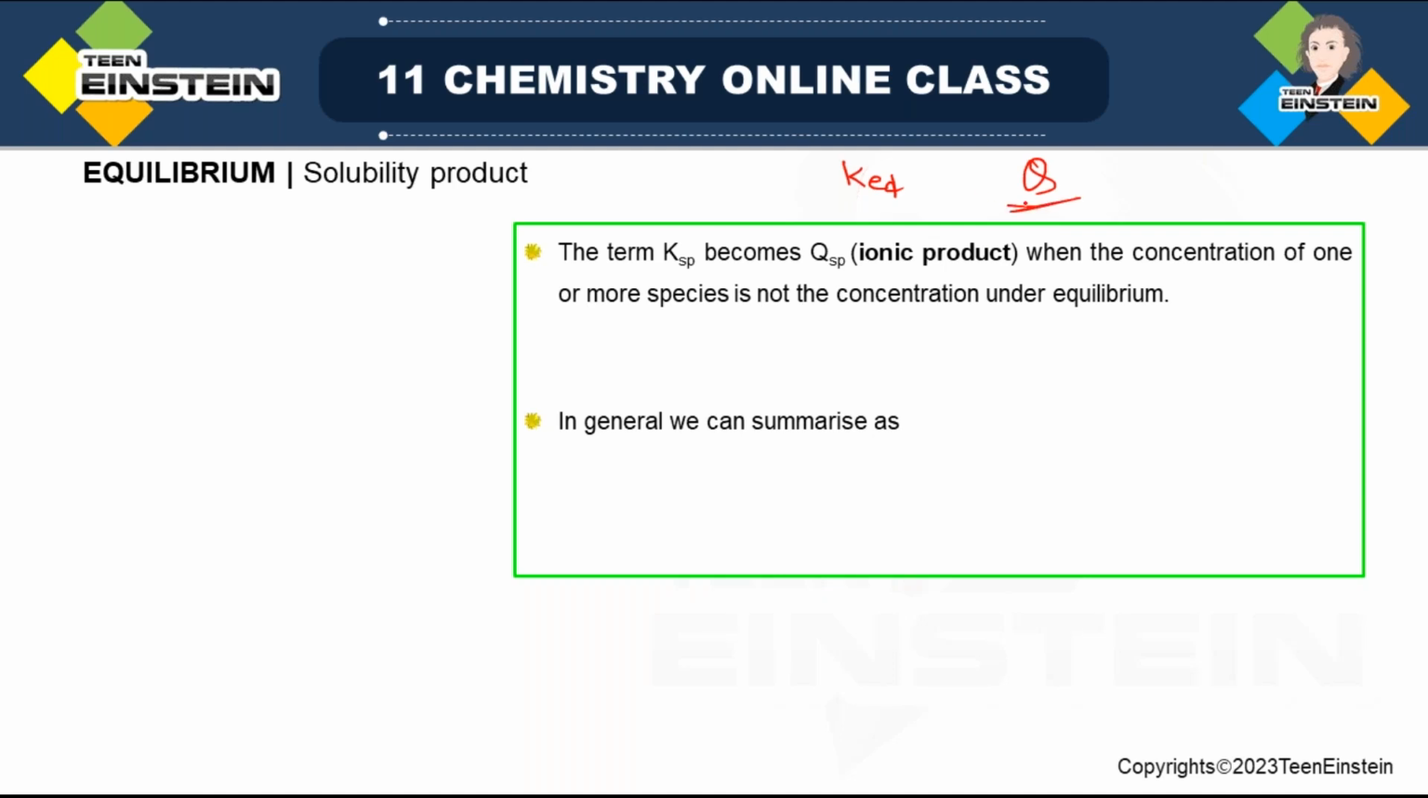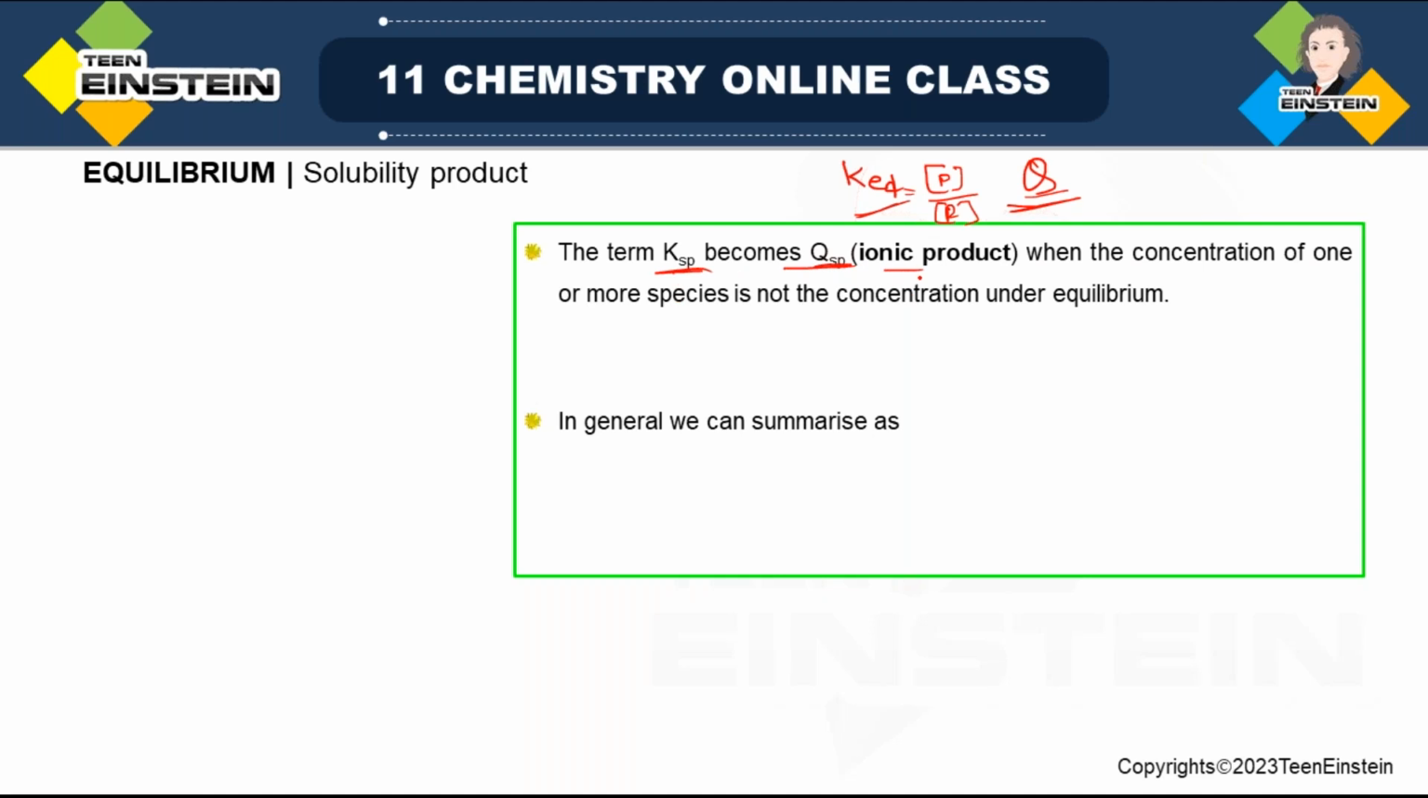So this Q has the same meaning just like K equilibrium, but we use it only when the equilibrium condition is not reached. Otherwise K equilibrium, how do we express it? Concentration of product divided by concentration of reactant. So Q also has the same expression, but what is the difference between these two? Q you can use only when the system is not under equilibrium. Similarly here, when we are talking about solubility equilibria, Ksp you can replace with Qsp. Now it is called ionic product, not solubility product.